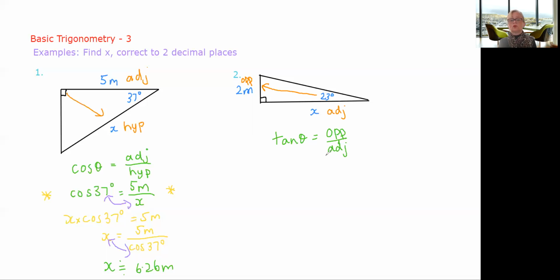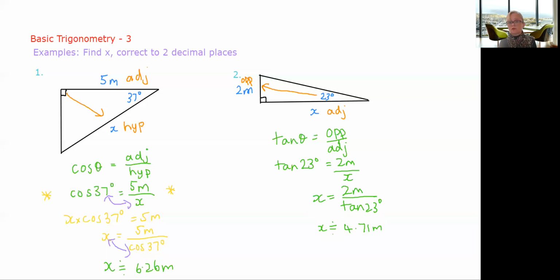So you work out what rule, write down the rule. The next step is to substitute in. So tan of 23 degrees. Our opposite side is our 2 metres. Our adjacent side is our x. So it's happened again that the x is in the bottom. What are we going to do? We're going to multiply by x and divide by that. So the x is going to be 2 metres divided by tan of 23. You can plug that into your calculator and round off, and you should get 4.71 metres approximately.